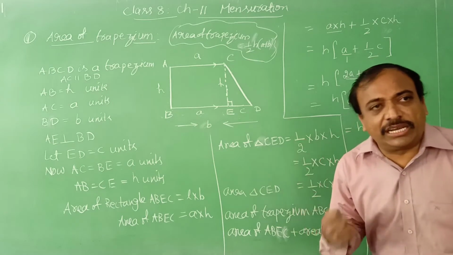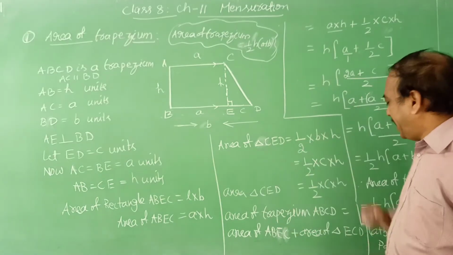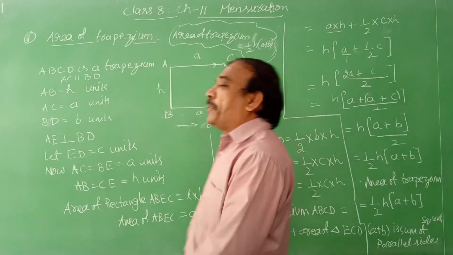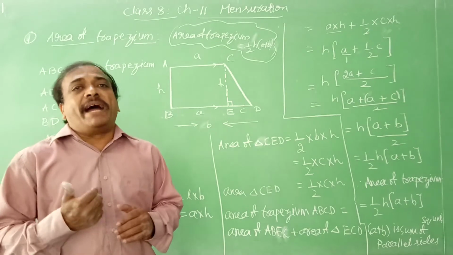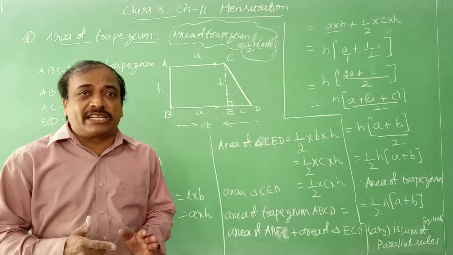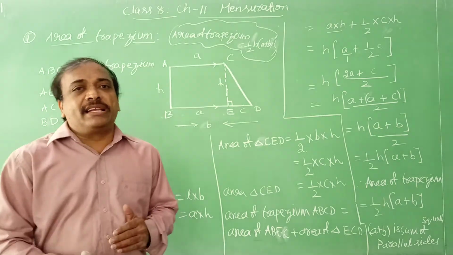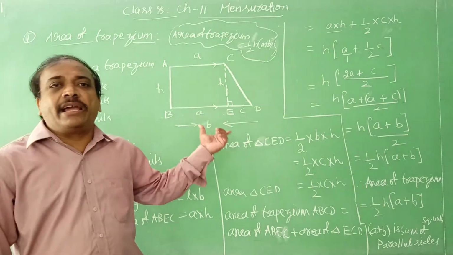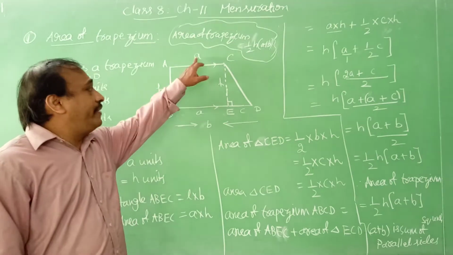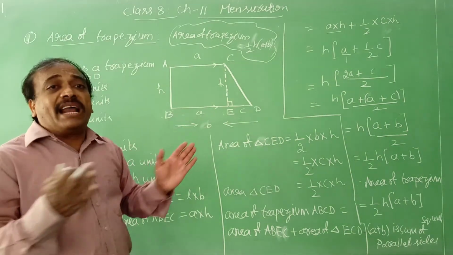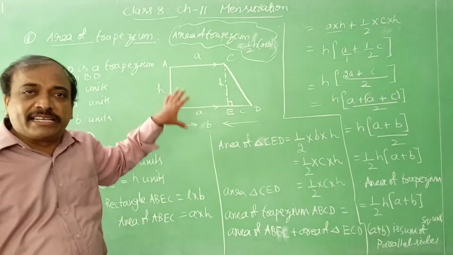What is the area of the trapezium formula? Half into H into A plus B. The half of the product of its altitude and sum of the parallel sides. That is the area of the trapezium, where A and B are parallel sides. Is it clear?